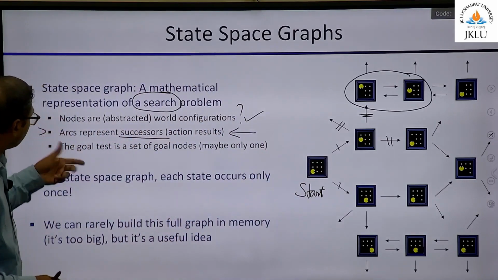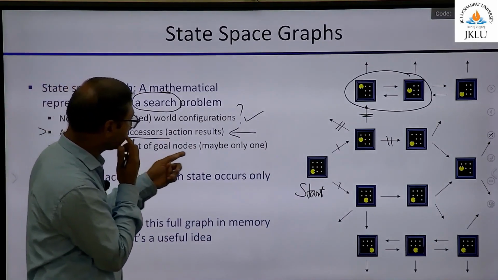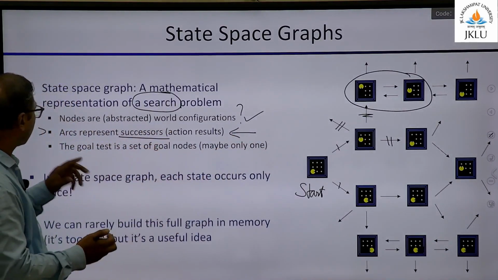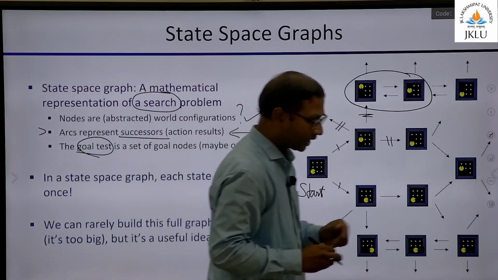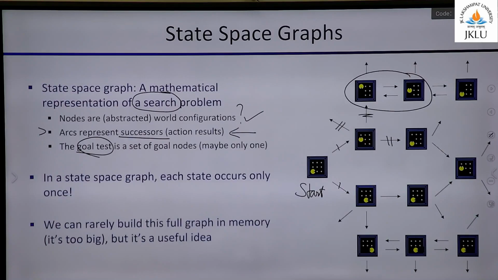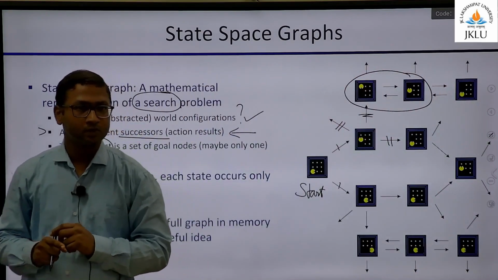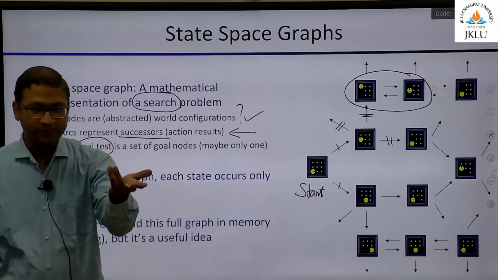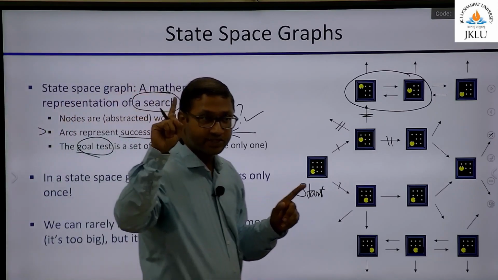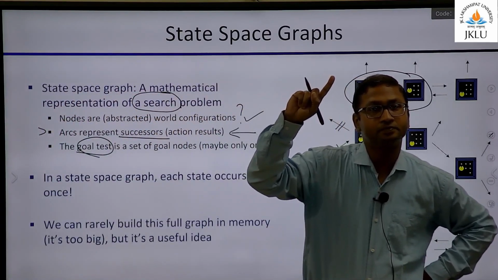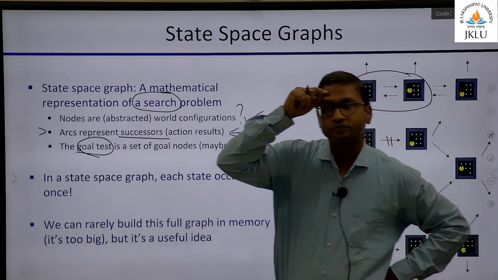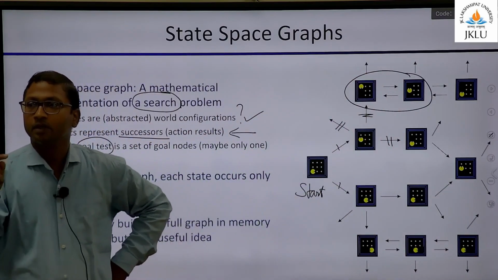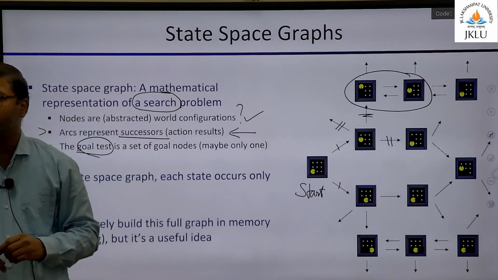So in the final thing, the goal test is a set of goal nodes. What might be the goal test in this case? Our goal is to eat all the pellets. So what might be the goal test? No, give me the state. So no food pellet, something like that. But will there be just one configuration like that?